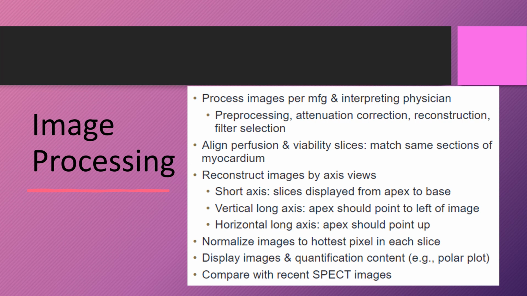Normalize the images to the hottest pixel in each slice, and most processing softwares will do that automatically. And then display the images in quantification content, such as the polar map, and compare with any recent SPECT or MPI studies.